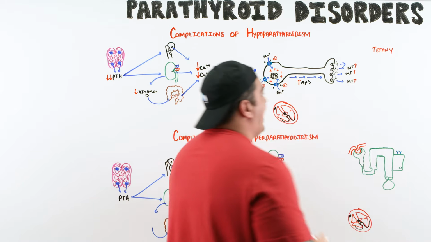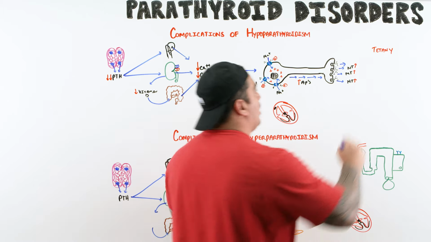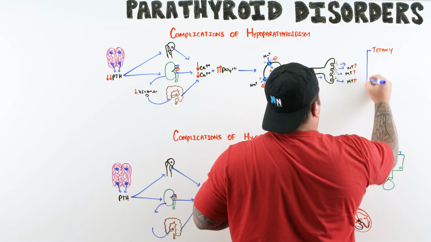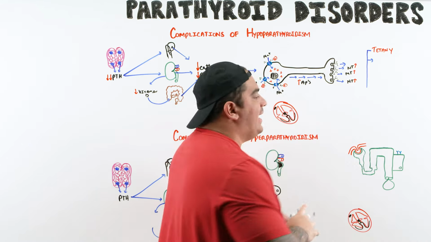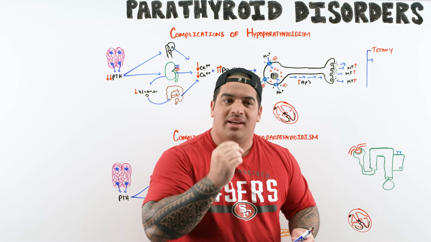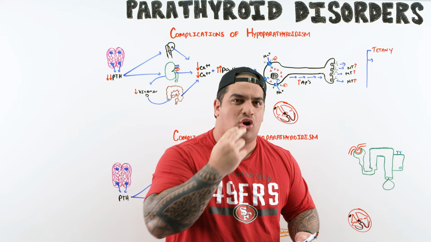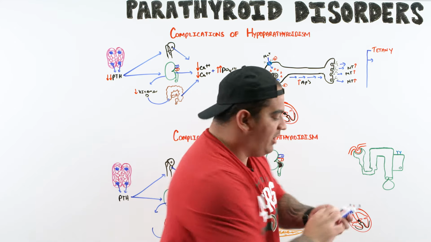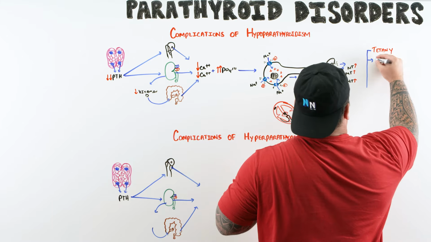Now, tetany can actually look a couple of different ways. What are the ways that this can really look? Well, one is it may cause some of the nerves around the lips to become interesting in the sense that they have what's called paresthesias. So they may have what's called perioral paresthesias.